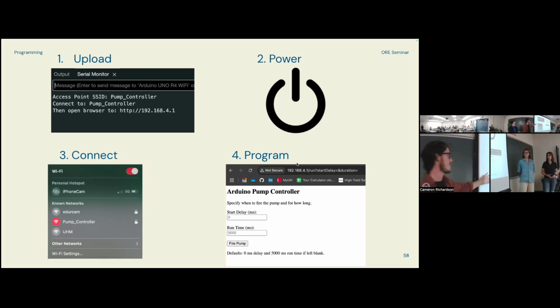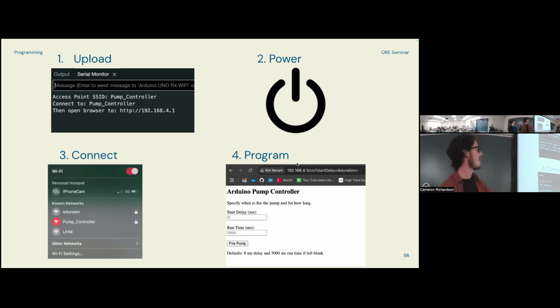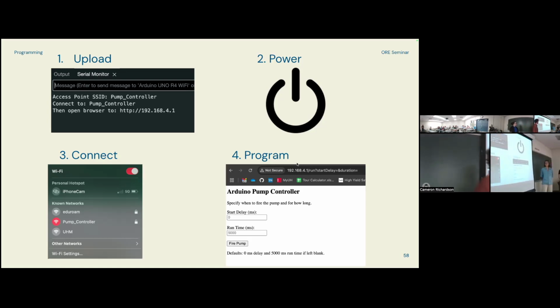And then you can just see in step 3 here that, just like any other network, you can connect to it, the pump controller. Once you're connected to it, it's password protected, and then you would be able to join it by visiting the IP address that's specified in your Arduino code, and then you have those 2 user commands.